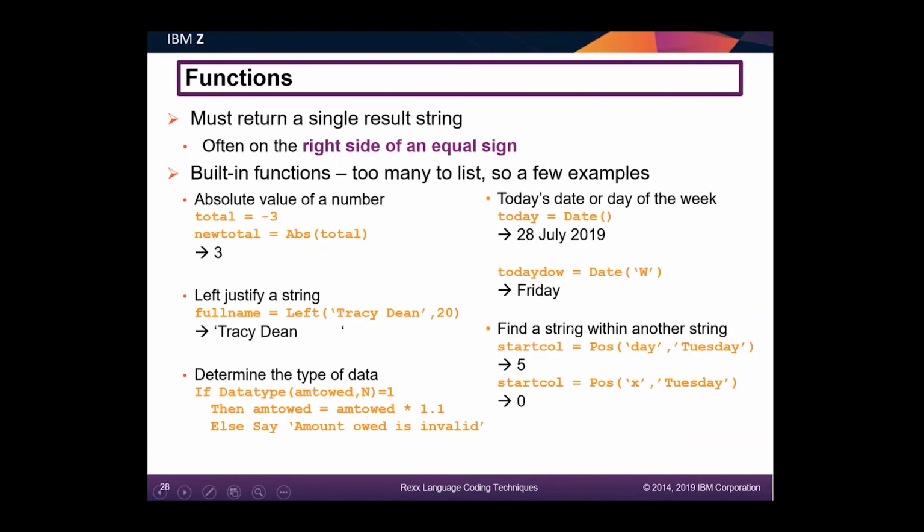If I wanted to find a string within another string, I can use the position function, the pos function. I'm looking for the string day within this other string, Tuesday. My result is going to be the number 5 because the D starts in position 5 within Tuesday. If I do not find that string within the other string, that's not a syntax error. It just returns a result of 0. So if I was looking for the letter X in the word Tuesday, I don't find it, so the result of that call is going to be 0.